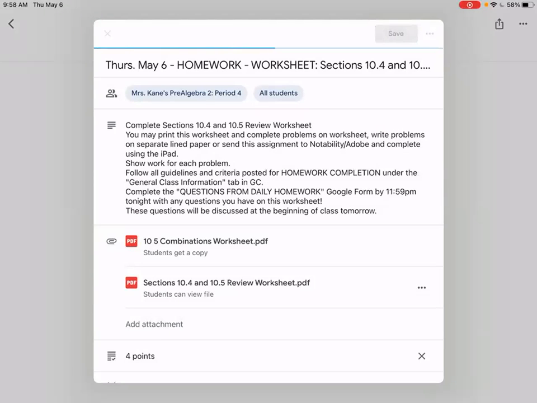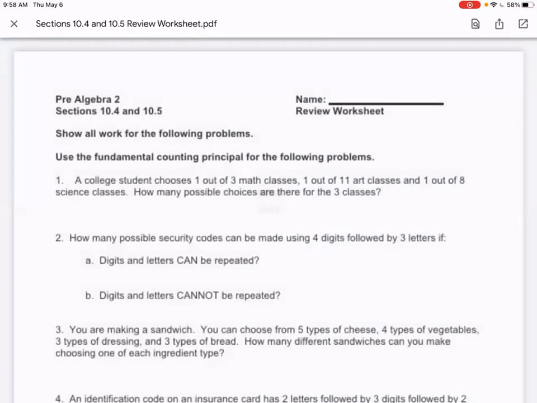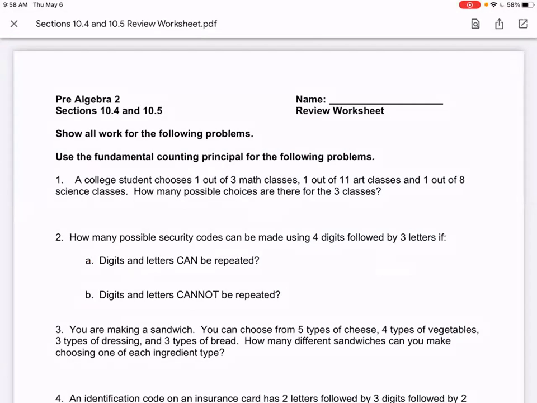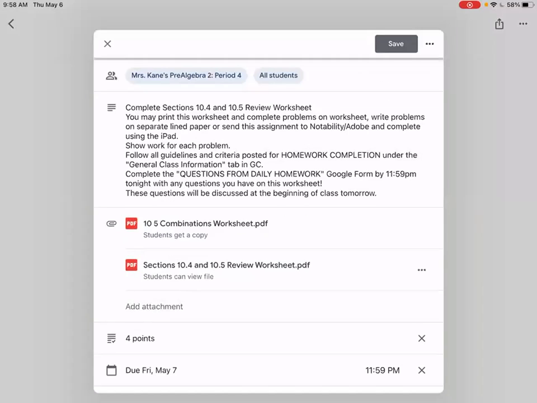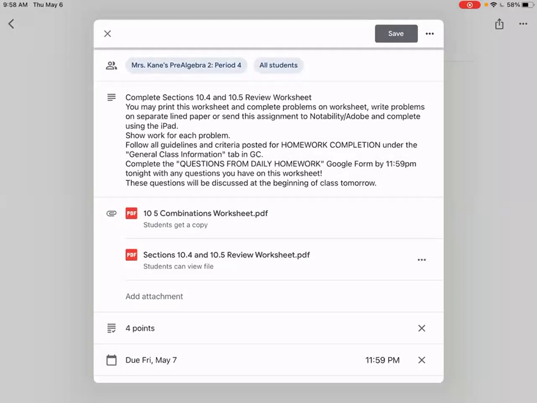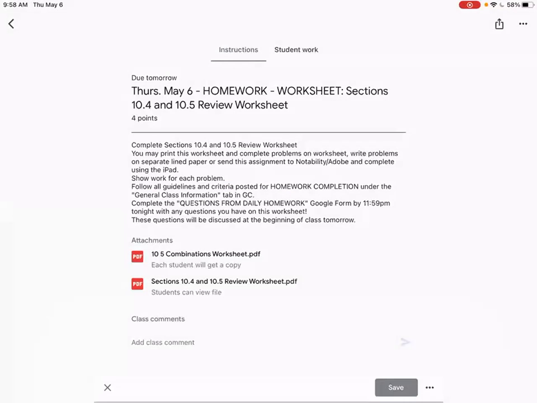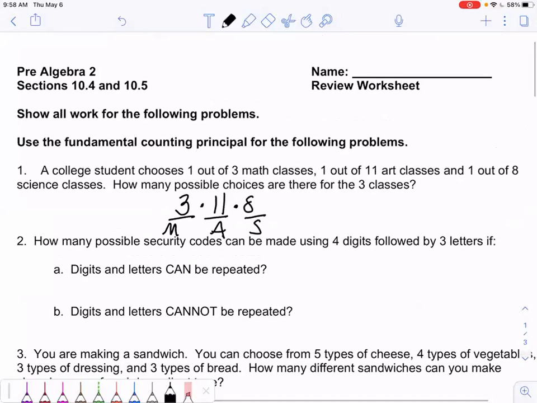Okay, thank you, Peyton. All right, if you go back to that Google Classroom, click on the sections 10.4 and 10.5 review worksheet. That's the one we're working on. I apologize for having the wrong one posted there. All right. Does it look like this now? Yes. Okay, that's better.